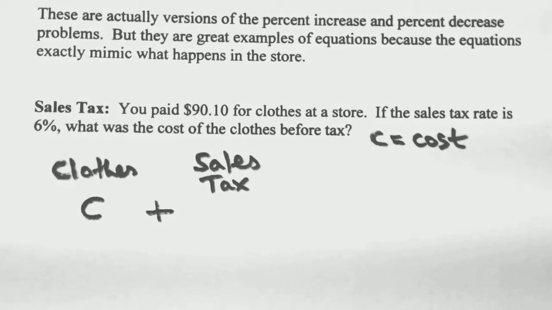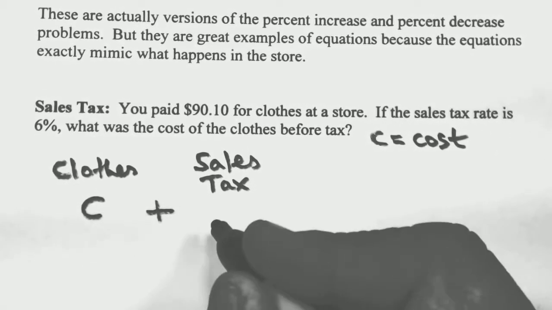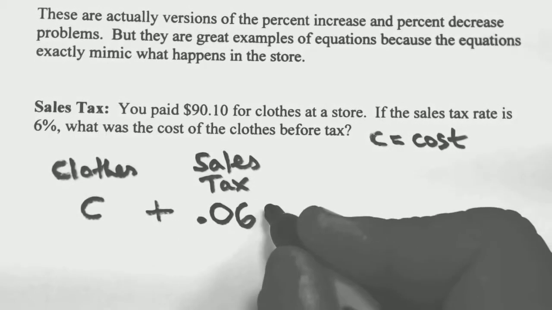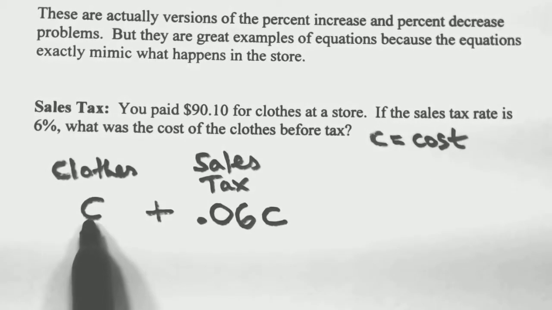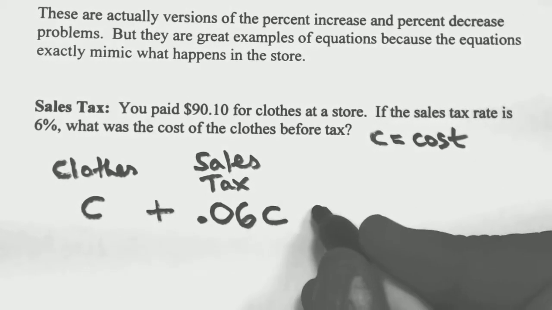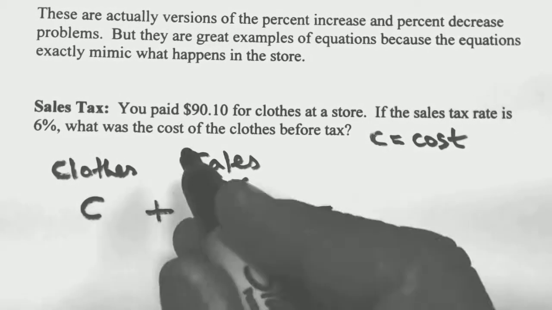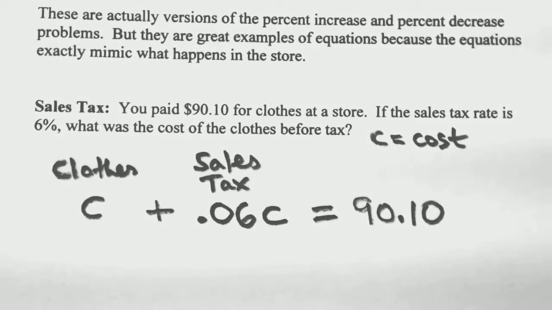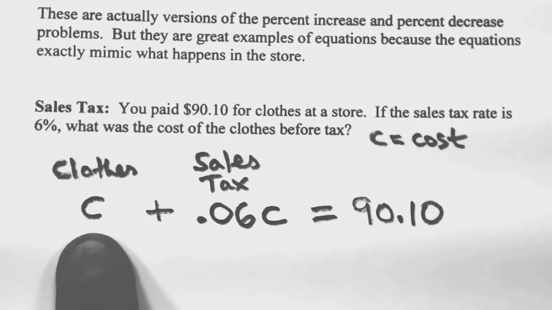Think about this for a second. If you buy something for $1, 6% of $1 is 6 cents. But if you buy something for $100, 6% of $100 is $6. You got to take that 0.06 times whatever the cost was. So we're going to take for the sales tax exactly what they do at the checkout counter, 0.06 times C. So here's the cost of the clothes, here's the cost of the sales tax, and that's the total amount that you end up paying, which in this case is $90.10.